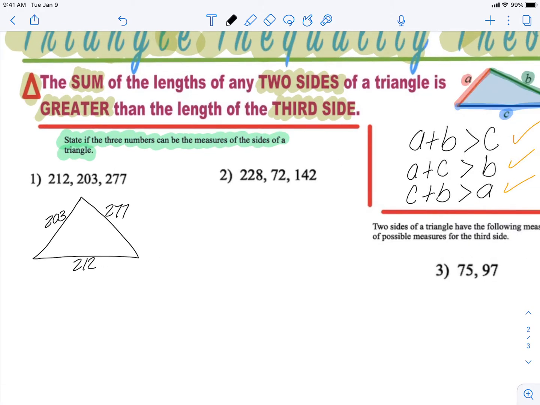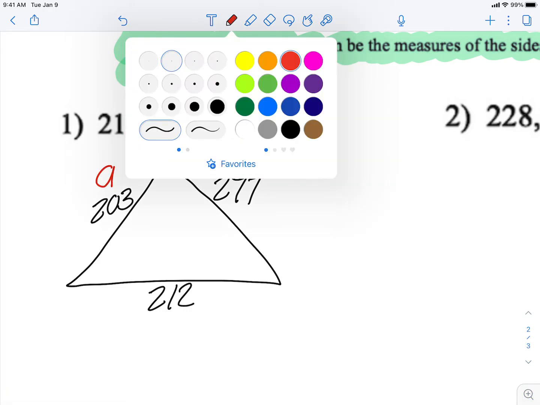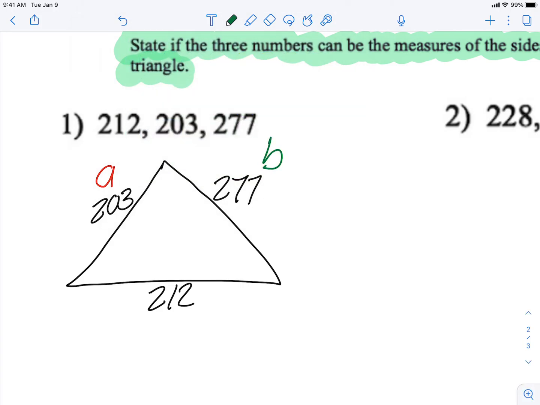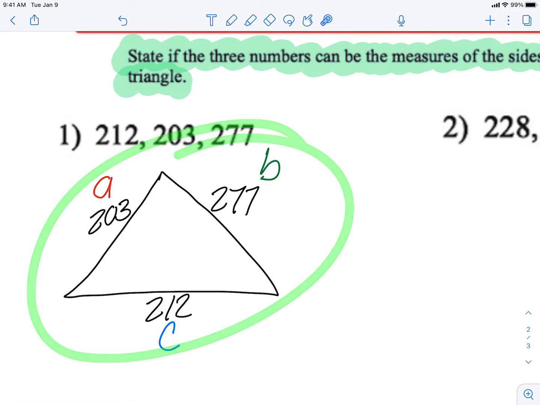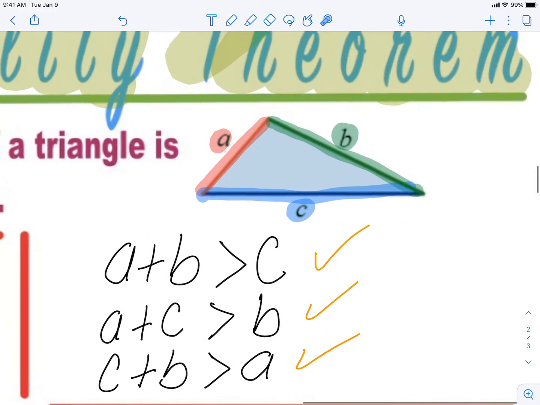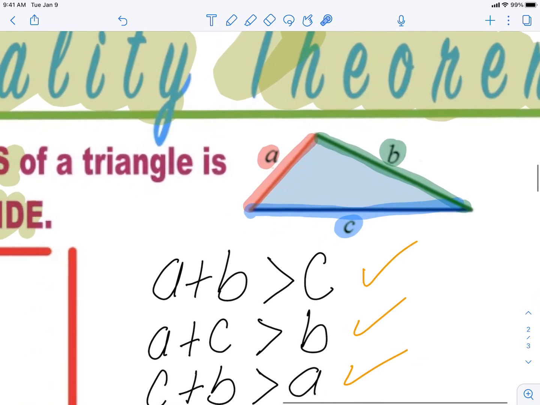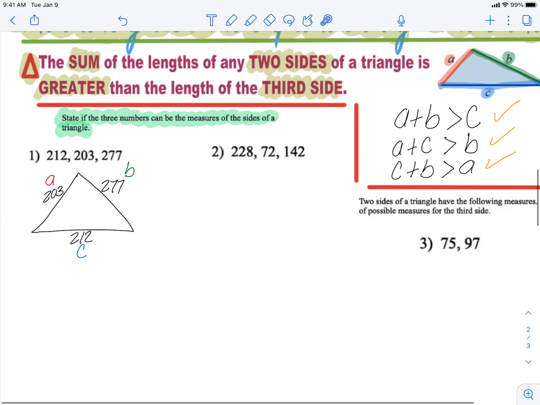Now to help us out, I'm going to make this A, and I'm going to make this B, and I'm going to make this C, because look, this now matches this right here, A, B, and C. So let's do our check here. Let me zoom out. Okay, A plus B, I'm sorry, is greater than C.